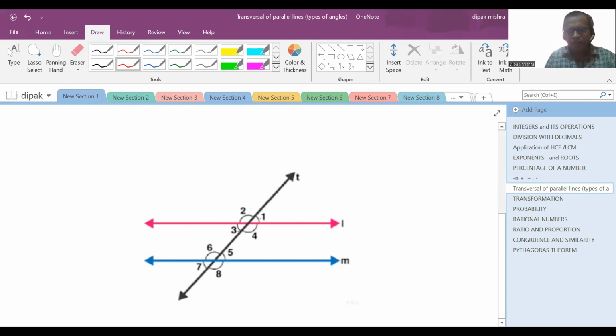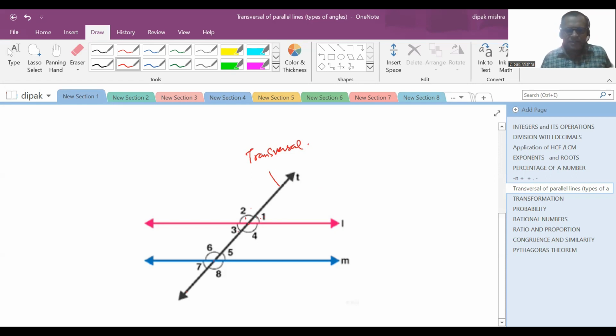Transversals are lines which cut parallel lines at two points, if there are two parallel lines. At a single and unique point, they cut each parallel line. Okay, so these are the points where the transversal cuts. So this is the transversal. And what are the various angles that are formed? I'll write them one by one and you take a note of that.